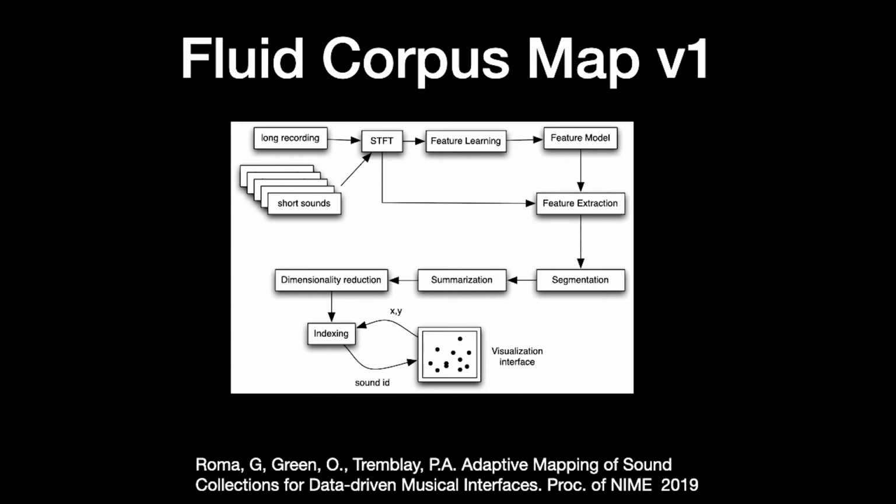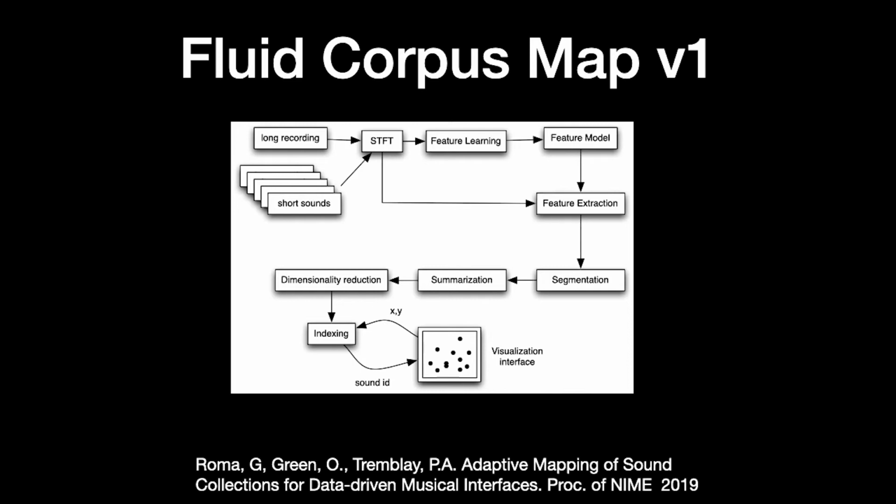And the idea was to use a relatively conventional pipeline where we start doing a short-time Fourier transform, then some feature extraction, optionally using some feature learning. Here we used a contractive autoencoder. And then we could do some segmentation using these features, and then each segment is summarized into a data point.